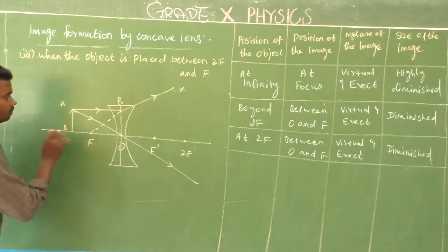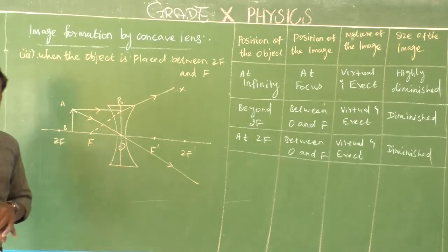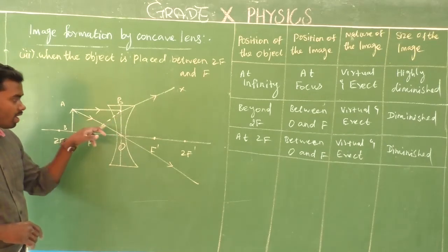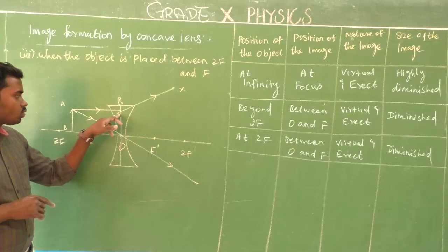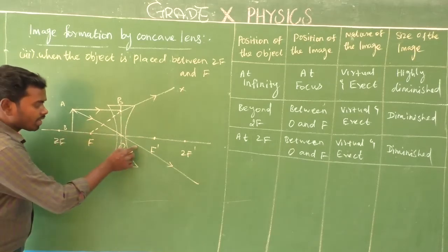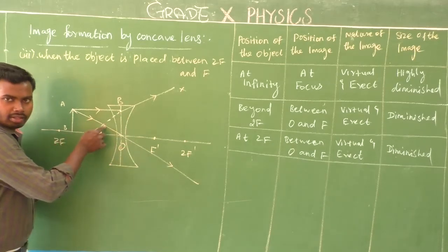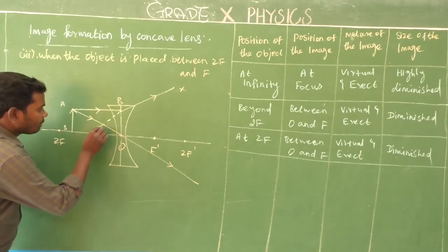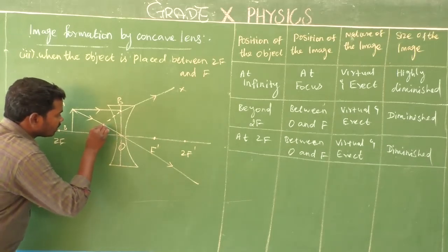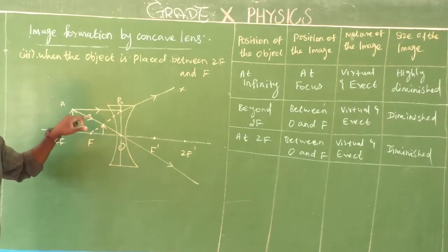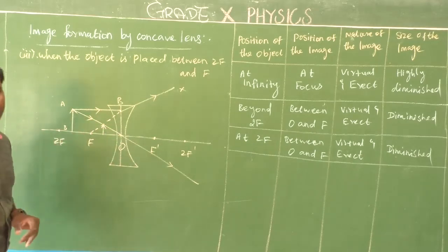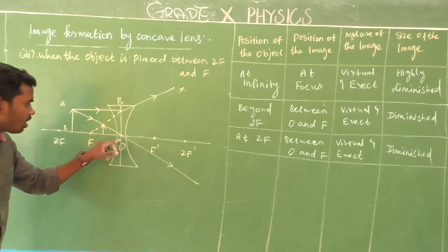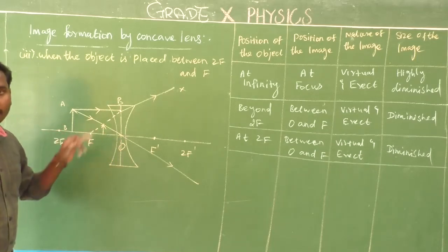So here where will the image be formed? So this is one refracted ray, which appears to be coming from its focus. That is one refracted ray. And if we extend this ray, there will be another refracted ray. So here two rays meet at this point. The two rays meet at this point, so there will be image formation. Am I right? So here the image is formed between O and F. Where? Between O and F. So there will be image formation.